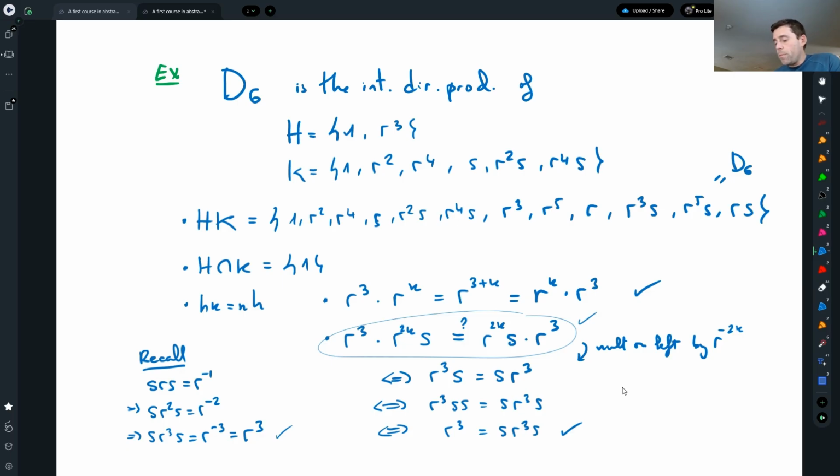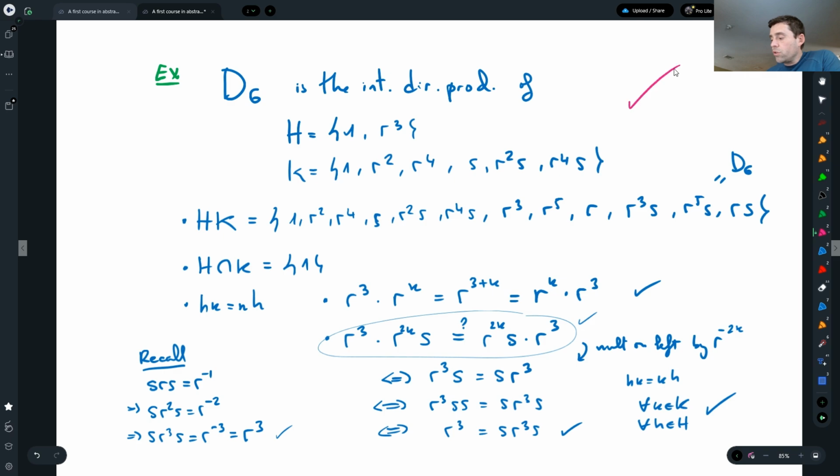Therefore, everything commutes. So hk equals kh for all k in K and for all h in H. So that is also satisfied, and therefore it is the internal direct product of the two groups.